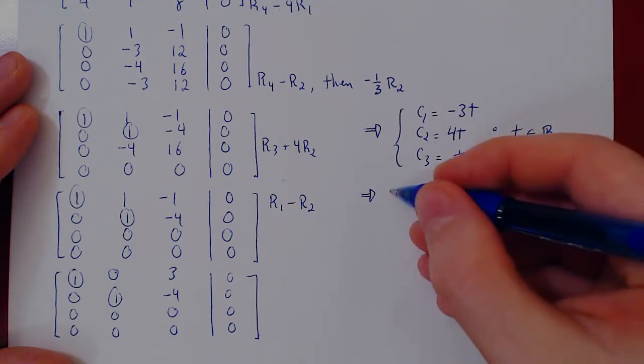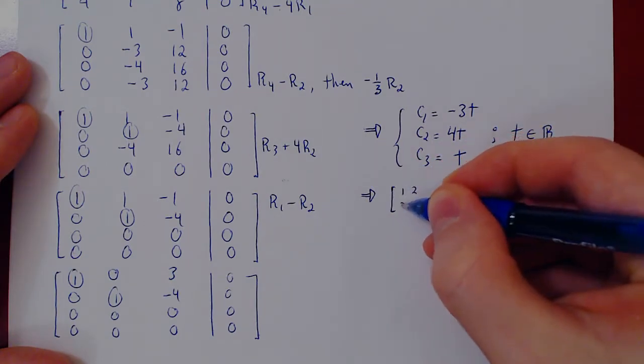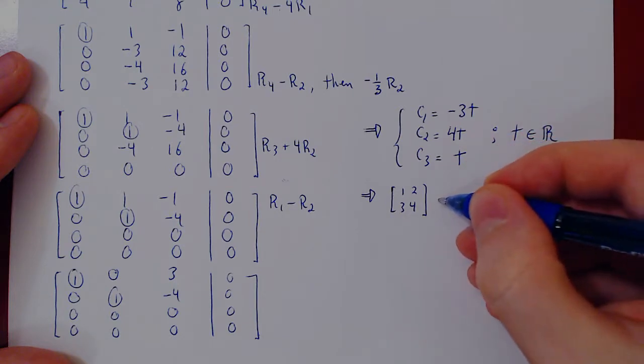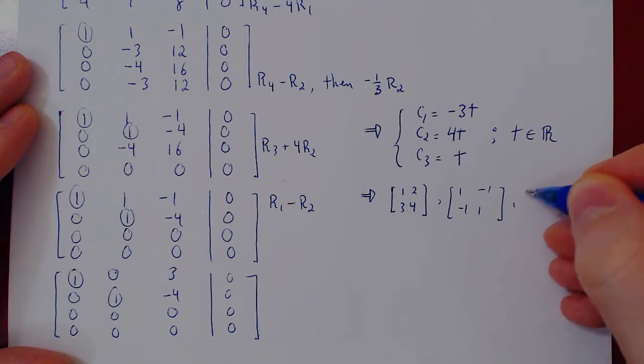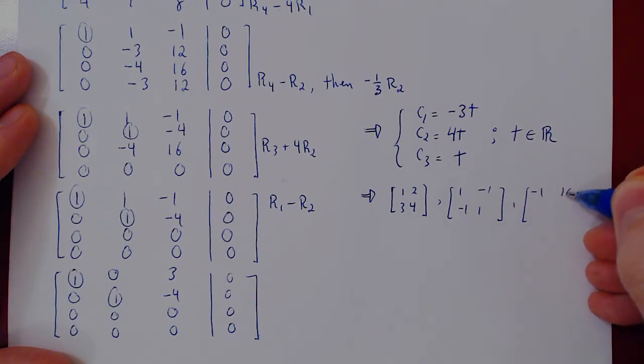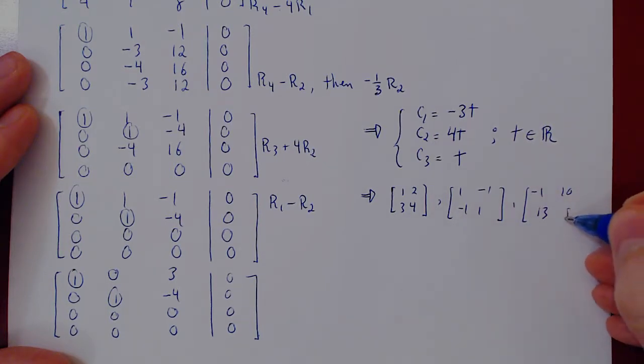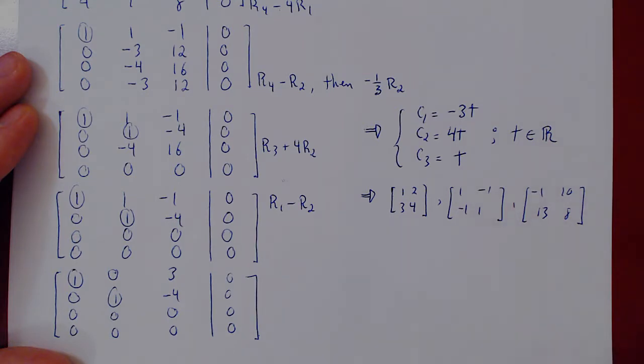I'll just rewrite the matrices. So 1, 2, 3, 4. 1, negative 1, negative 1, 1. Negative 1, 10, positive 13, 8. These are linearly dependent.